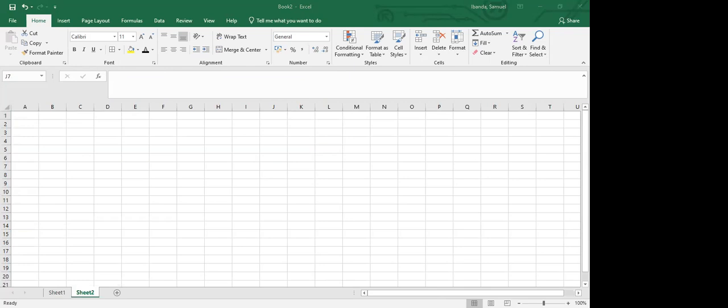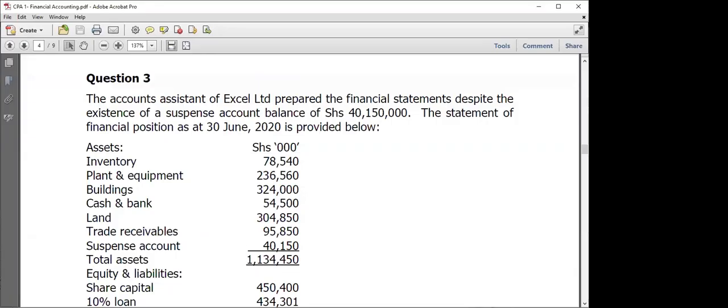Now, I want to go back to our question. Going back to our question, it is saying the accounts assistant of Excel Limited prepared the financial statements despite the existence of a suspense account balance of 40,150,000. The statement of financial position as at 31st June 2020 is provided below. So they have given us the statement of financial position.